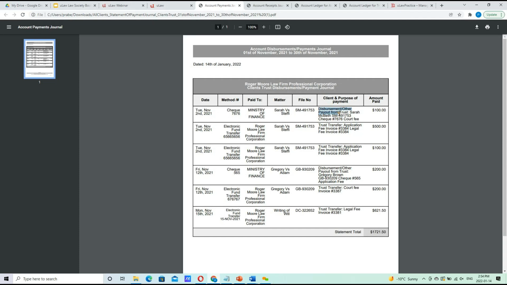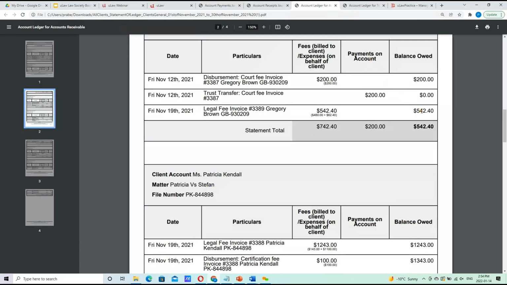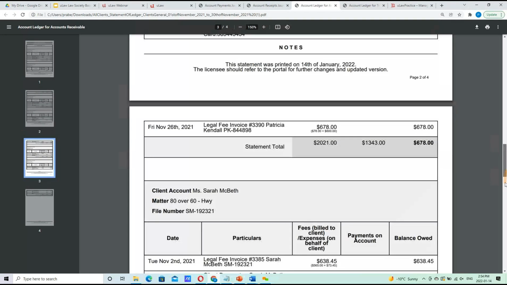That's the purpose of this money leaving. Specific for Sarah, it was a Steffi matter, and this was the $100 that went straight from trust. And that is why your general ledger only accounts for $600.